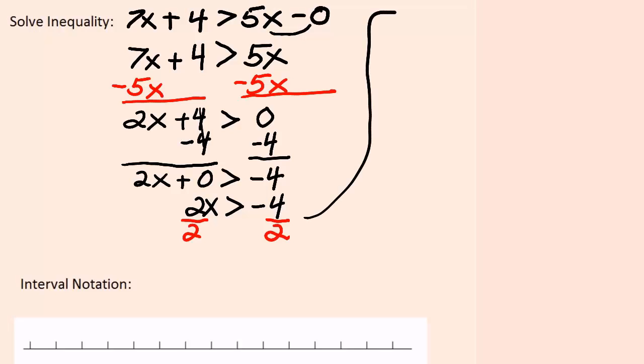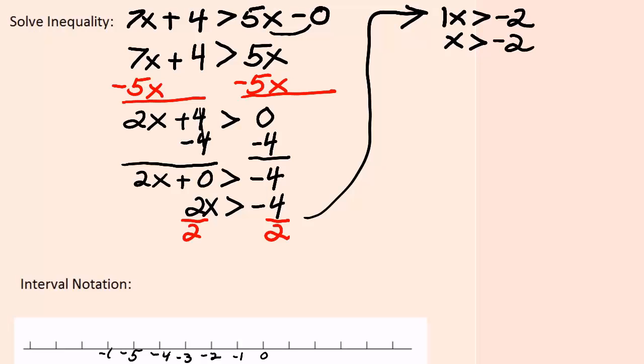And that gives me 1x, because 2 over 2 is 1. 1x is strictly greater than negative 4 divided by 2, which is negative 2. So x is strictly greater than negative 2. I find a place for 0 on my number line, and I write a scale. Notice that I did not have to turn my inequality sign around because I divided by a positive 2. It's the number you divide by.